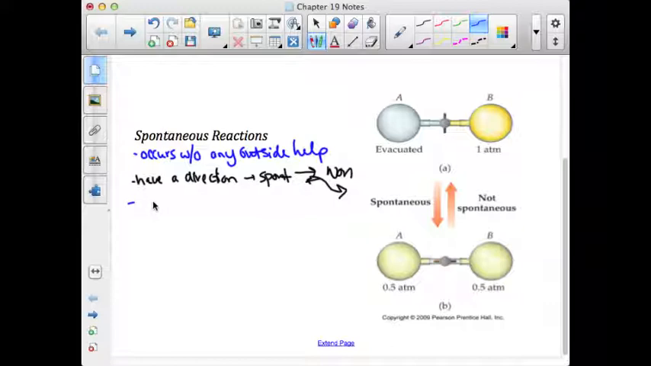Spontaneity depends on temperature. Like the example I just gave, water to ice at room temperature is non-spontaneous, but ice to water is very spontaneous.